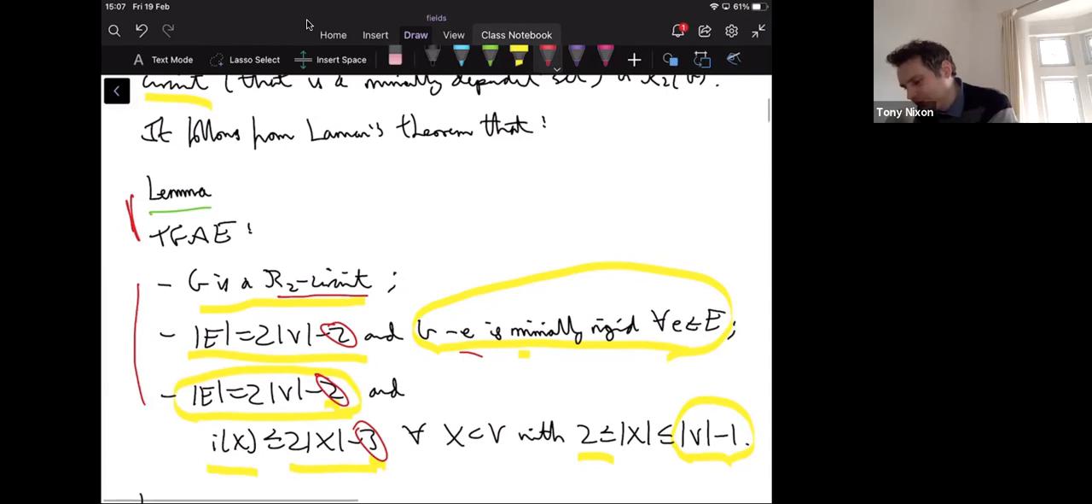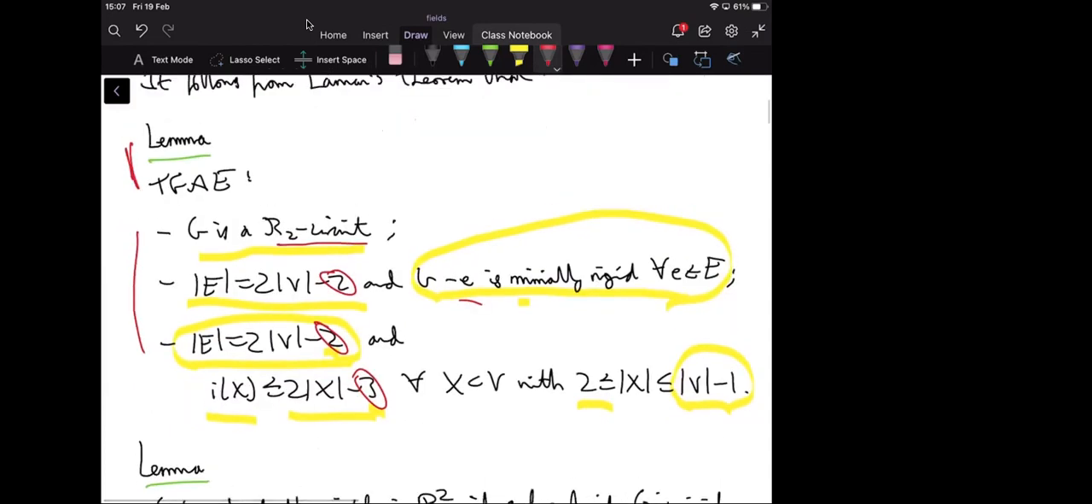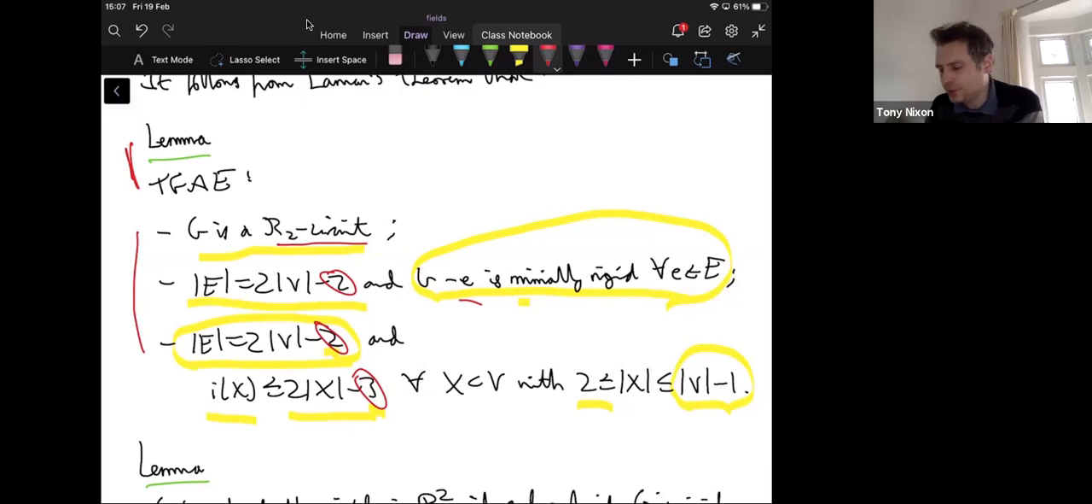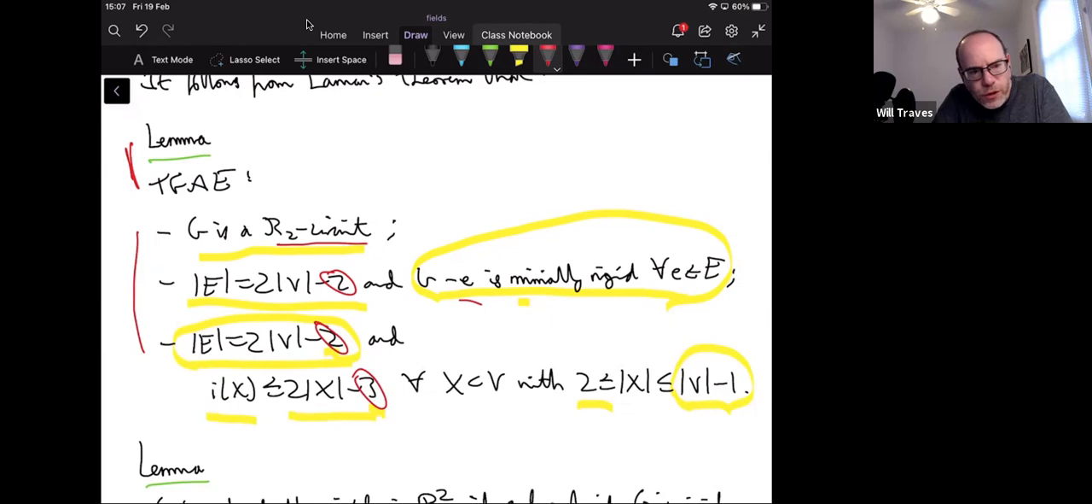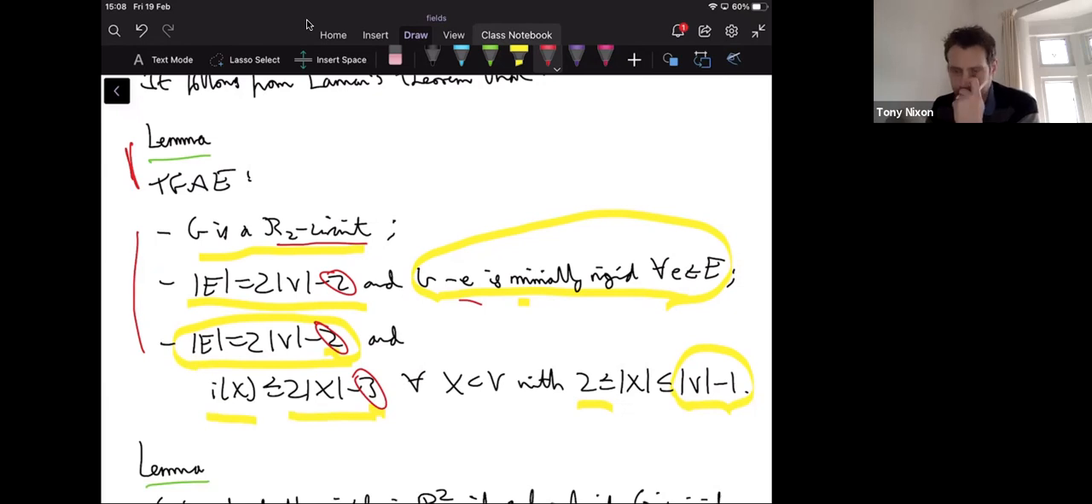Great. Tony, can we just pause and look at these for a moment? Sure. So do you want me to re-explain, or do you just want to think for a minute? Tony, when you say G is an R2 circuit, can I think that G is an R2 circuit on the complete graph with the same number of vertices? Yes, yes.